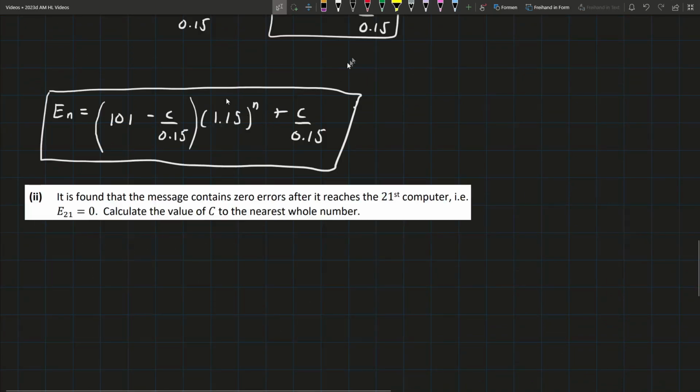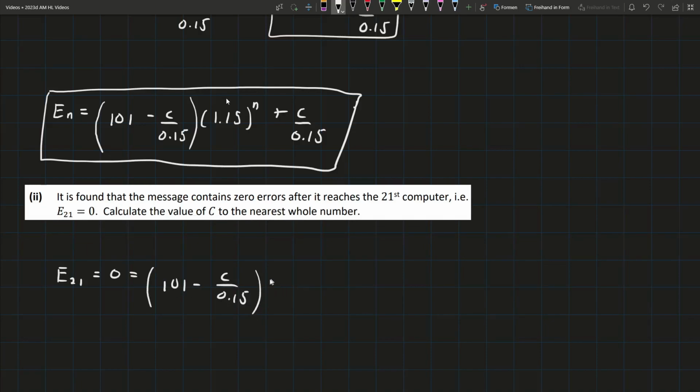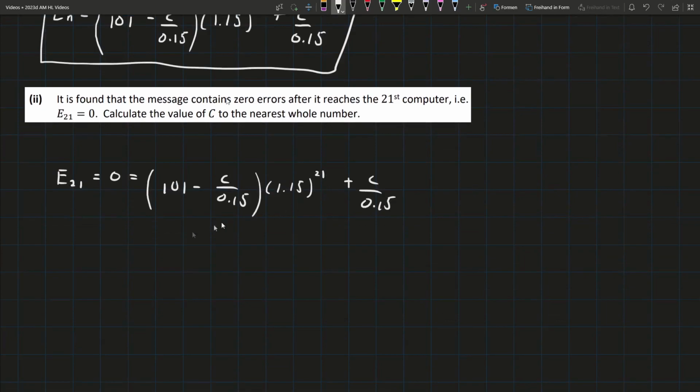Then in part 2, we're told that it's found that the message contains 0 errors once it gets to the 21st computer. E21 is 0. Then we're told to calculate c. So we can just say that E21 is going to be 0. And that's just the same, we're going to replace all the n's with the 21. So we're going to have 101 minus c over 0.15 times 1.15 to the power of 21 plus c over 0.15.